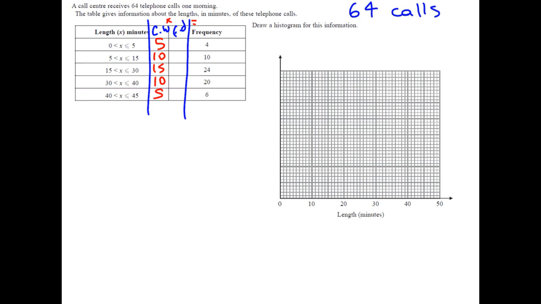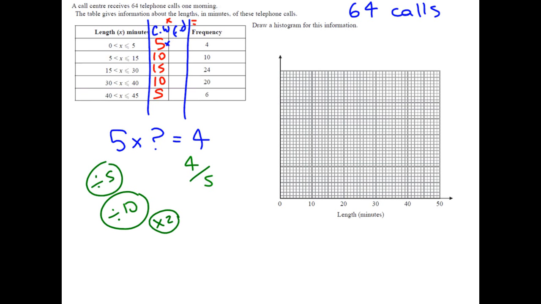Okay. We need the frequency density, so we need to know what to multiply 5 by to get 4. This one could be on a calculator paper, I suppose. So 5 times something gives you 4, or it's 4 divided by 5. To divide by 5, my top tip, you can divide by 10 and times it by 2, because 10 divided by 2 is 5. So if you're doing the opposite, divide by 10 times by 2, same as divide by 5. So 4 divided by 10 is 0.4, times by 2, 0.8, and as a fraction, 4 over 5 is 0.8. Same thing.